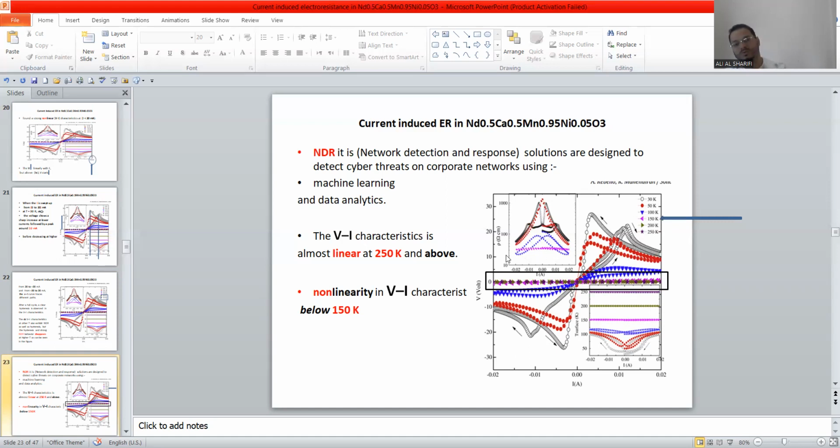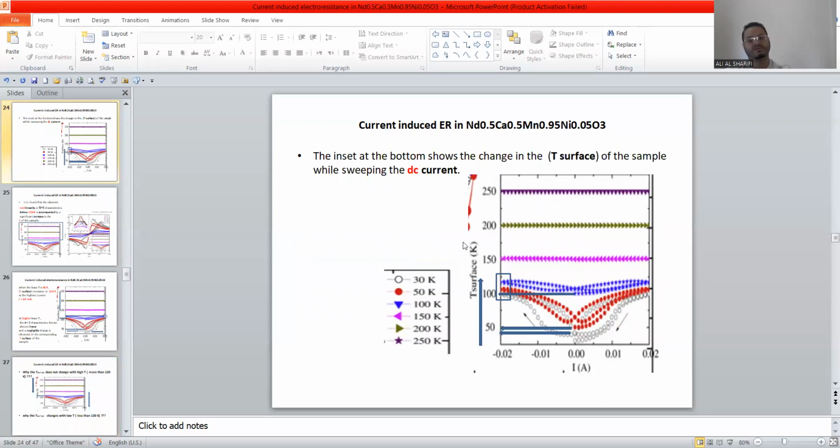That means when decreasing the temperature, the voltage is increasing. From here, at 30 Kelvin, the voltage was more than the voltage at 50 Kelvin. And keep going. Now let's take a look at the inset plot.